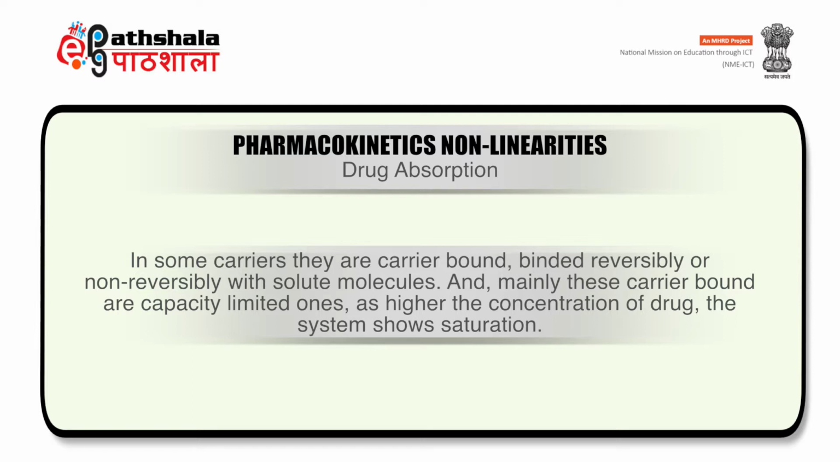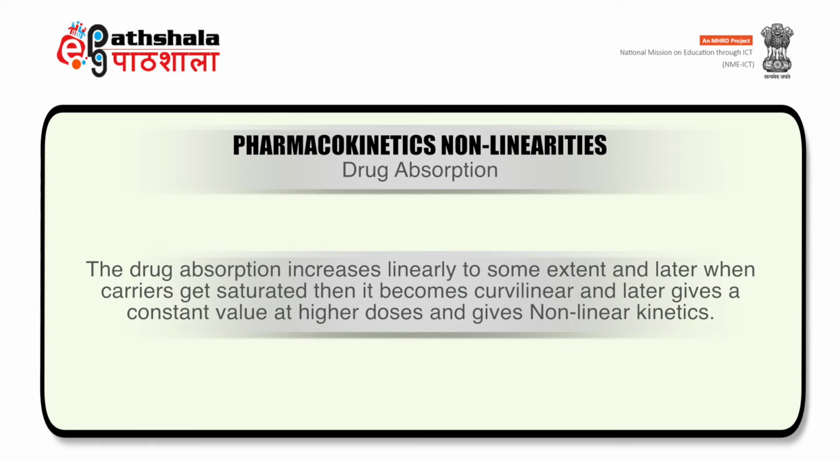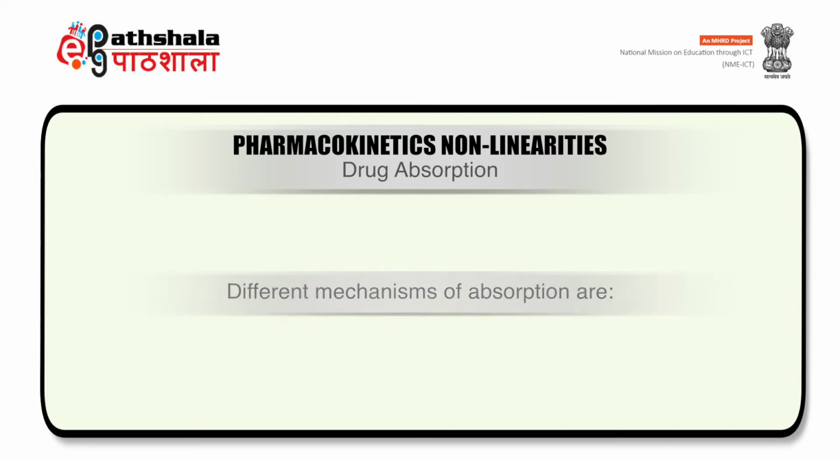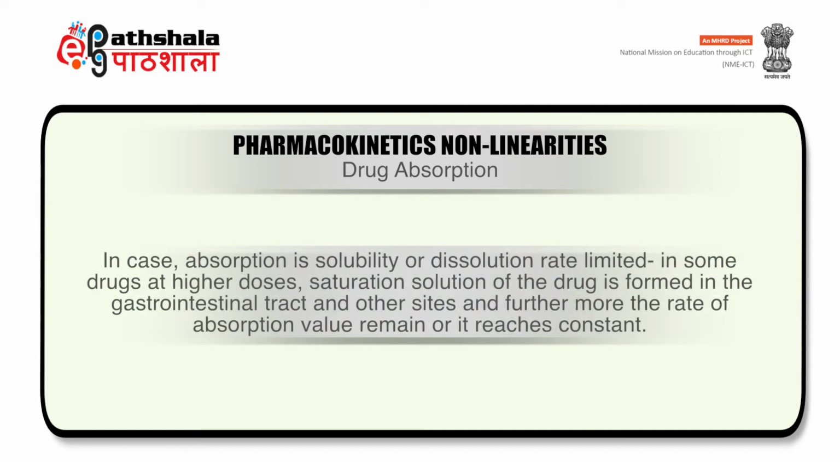At a higher concentration of drug, the system shows saturation. Drug absorption increases linearly to some extent, and later when carriers get saturated, it becomes curvilinear and later gives a constant value at higher doses, giving non-linear kinetics. In such cases, as the dose increases, the bioavailability of the drug decreases, and there are different ways this takes place. Number one, when absorption is solubility or dissolution rate limited. For some drugs at higher doses, a saturated solution of the drug is formed in the gastrointestinal tract and other sites, and the rate of absorption reaches a constant value.